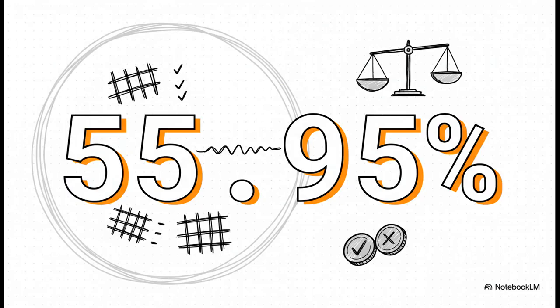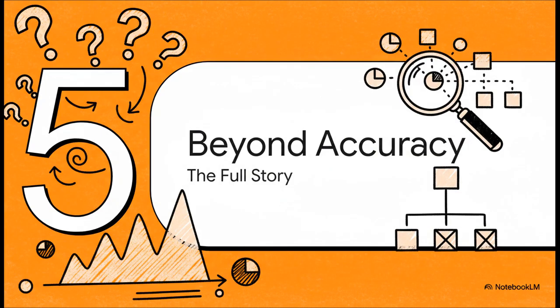So, if we add up all the times we got it right and divide by the total number of days, we get our final accuracy score, 55.95%. It's better than a coin flip, but only just. So there's our number, almost 56% accurate. But is that the end of the story? I mean, is a single number ever really enough to judge how good a model is? Let's dig a little deeper.